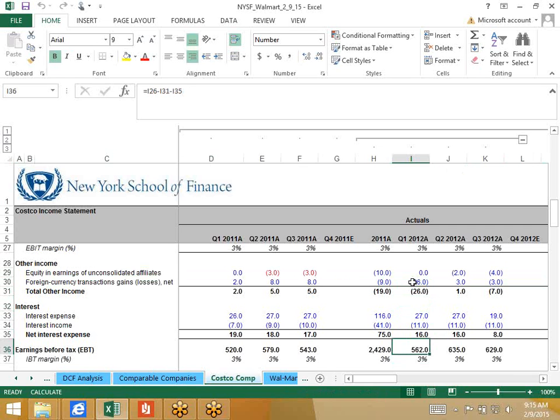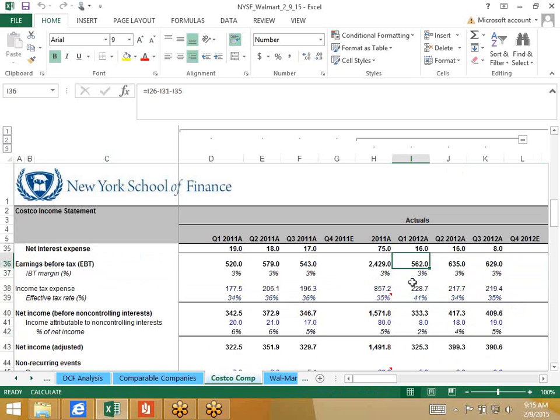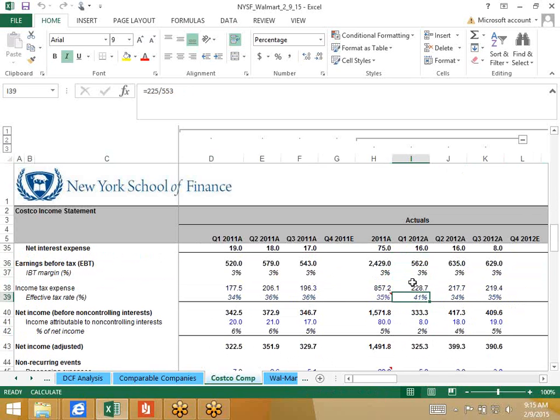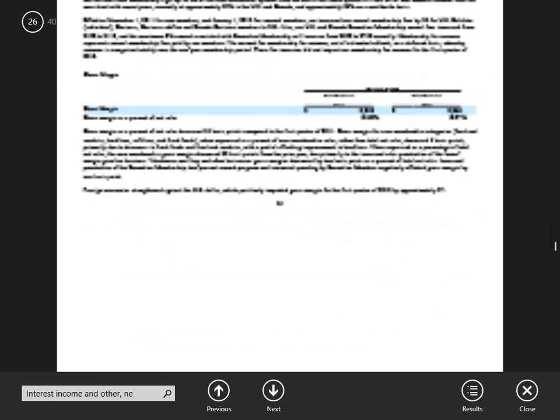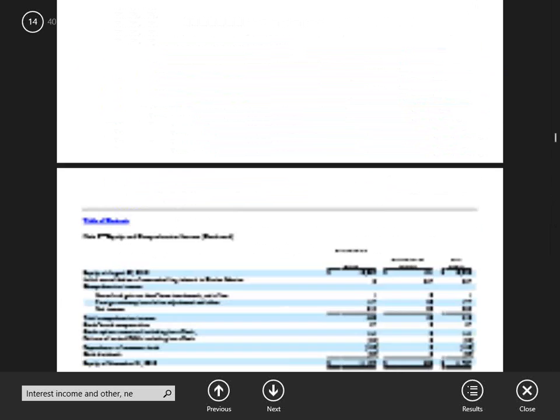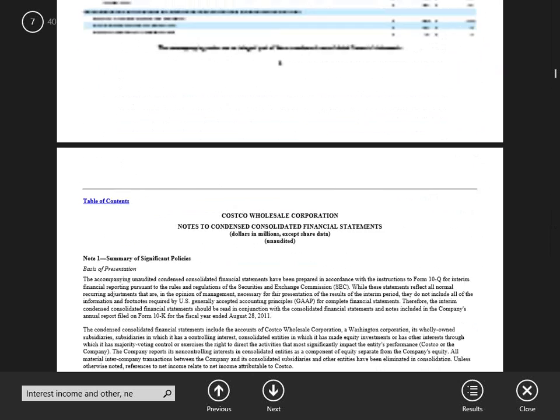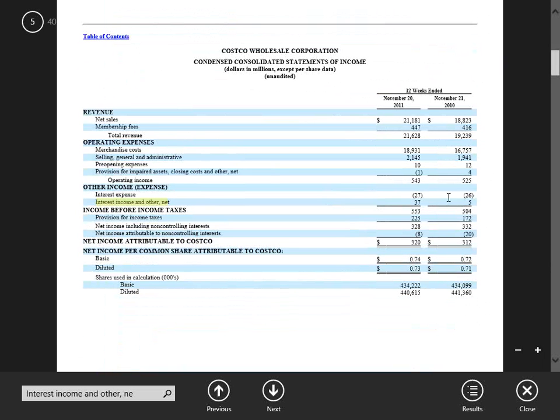That would be a little different from the one they reported because we've pulled out expenses from above, the pre-opening expenses and the asset impairments. So when you go to income tax expense, we're going to have a different basis for calculating taxes than they do. If I scroll back to the income statement, here it is. They have 553 in income before taxes, a little bit lower because they have one expense and one income that we've excluded and counted as extraordinary.